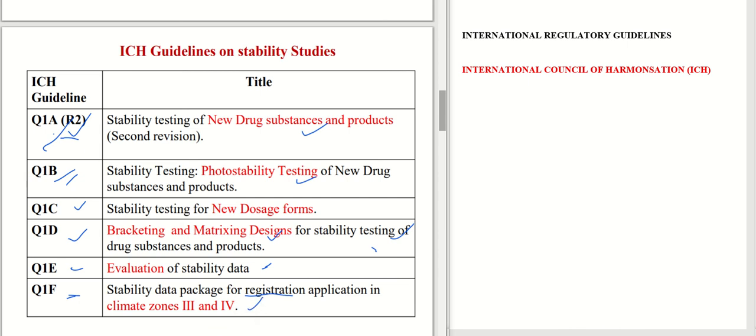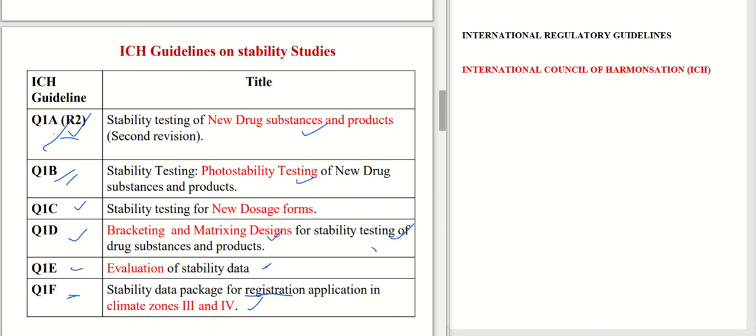We'll see what the different climatic zones are. Likewise, we have many guidelines, out of which, for pharmaceutical purposes, Q1A, Q1B, Q1C, D, E and F are much more useful. Now I'll just give a simple tip for you to remember what these guidelines are about.